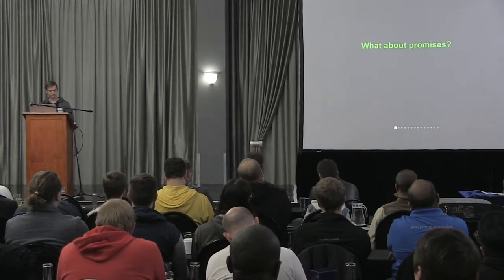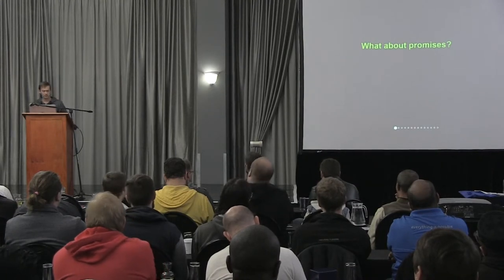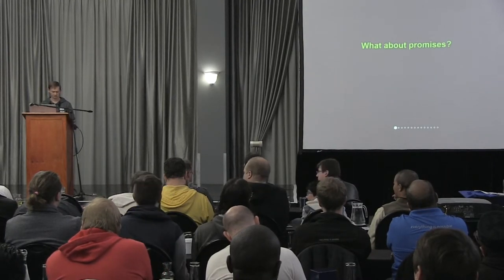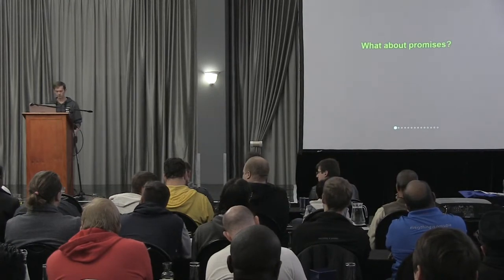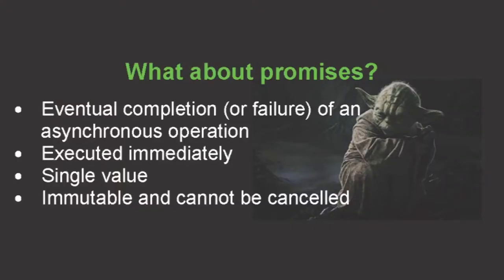So what about promises? Promises were developed specifically to solve async problems in JavaScript. Well, let's do a quick recap on what promises are. Promises represent the eventual completion or failure of an asynchronous operation. They'll either pass or they'll fail. That's why I like to think of them as Yoda functions. Do or do not, there is no try. Or what seems to be the case with promises, there is no retry. Promises get executed immediately, they produce a single value, and they're immutable and cannot be cancelled by design.